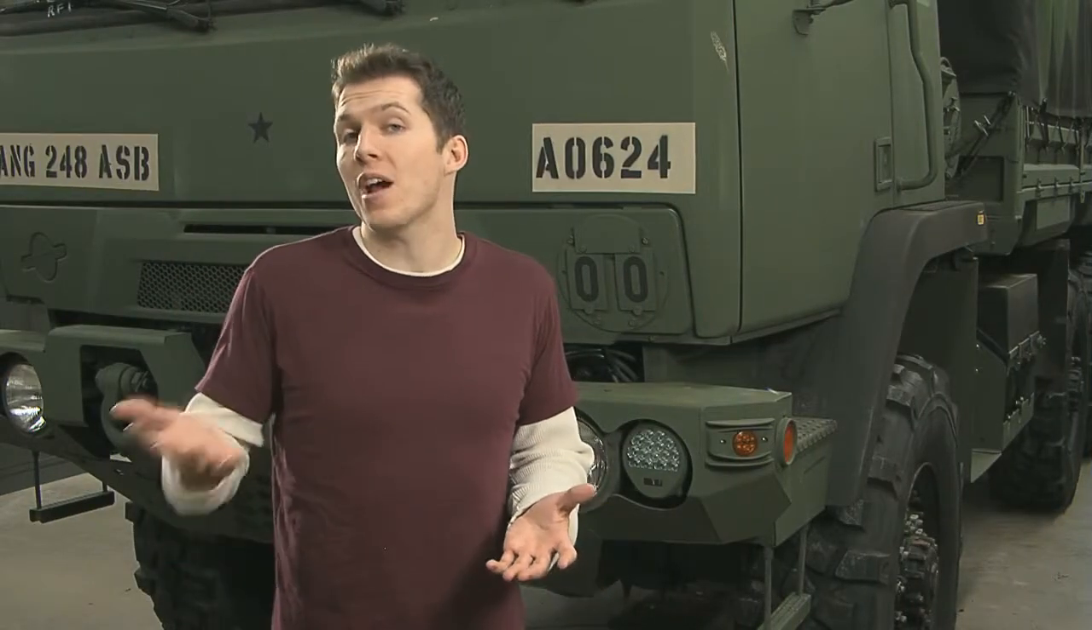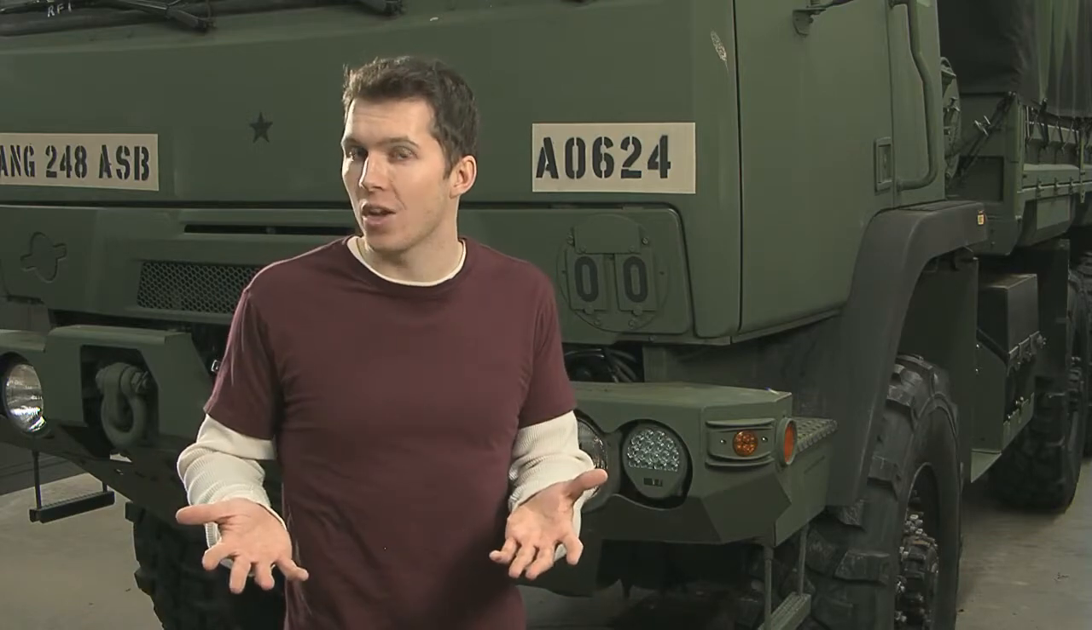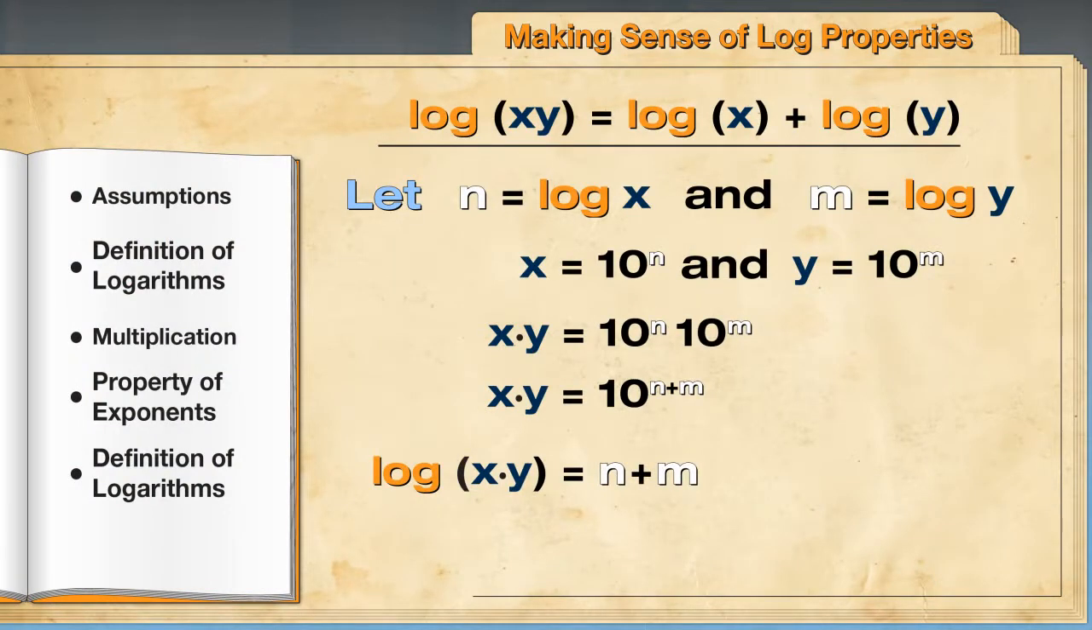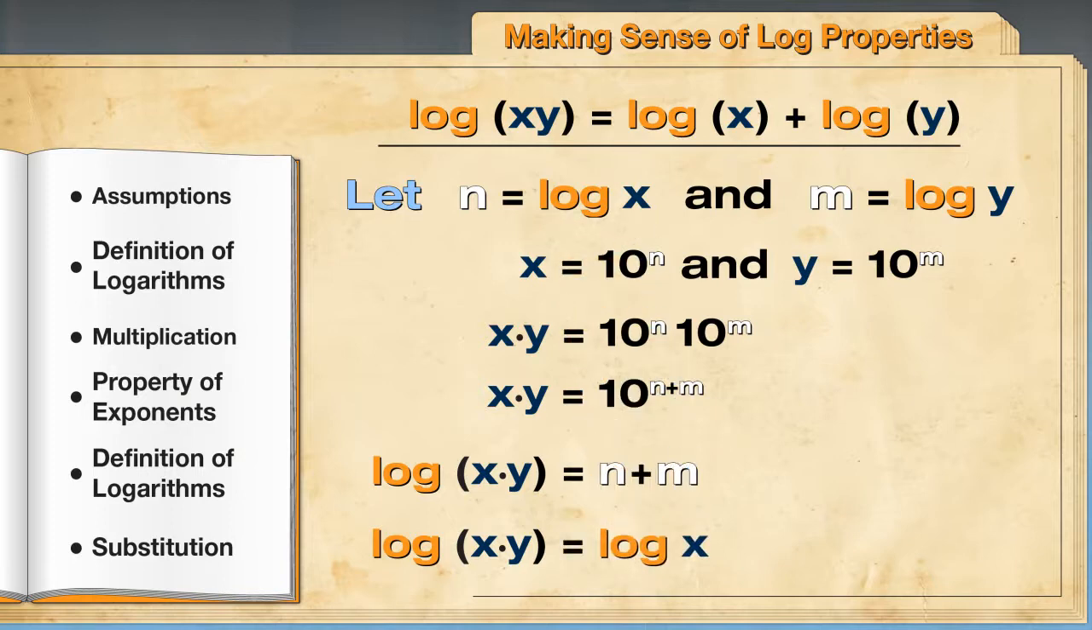Now what? Since we have x times y, and we want the log of that, we should use the definition of logs again. Now we have the log of the quantity x times y equals n plus m. Okay, we just have to remember how we started the proof. N equals log x, and m equals log y. So substituting, we get log of the quantity x times y equals log of x plus log of y. Excellent! We have proven our property.